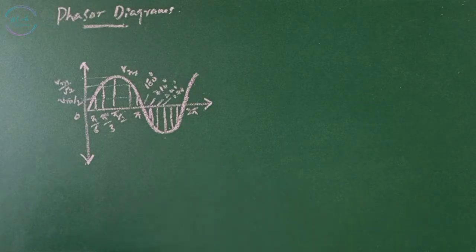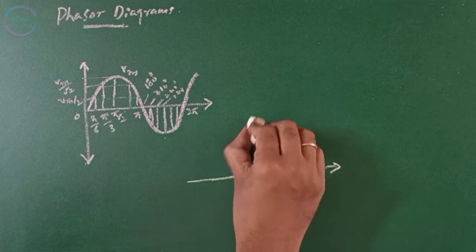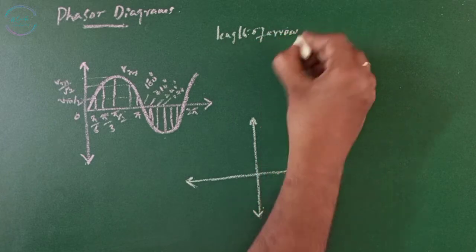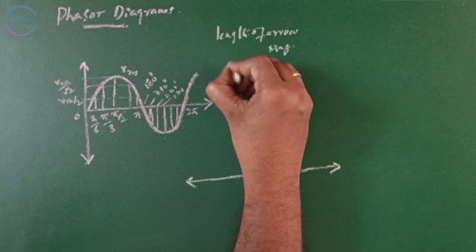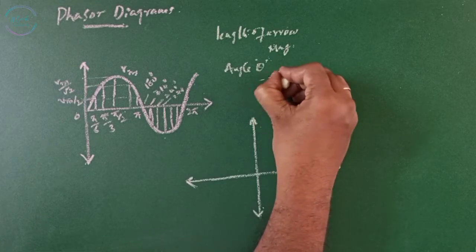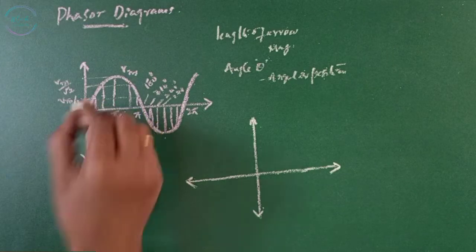Phasor diagram. The phasor diagram can be used to represent a sine wave in terms of its magnitude and angular position. The length of the arrow tells us about the magnitude, and angle theta represents angular position. To understand this, I have taken a sine wave with 30 degrees each.